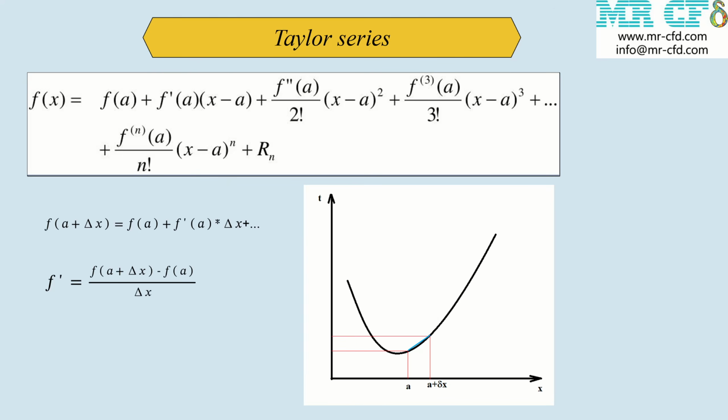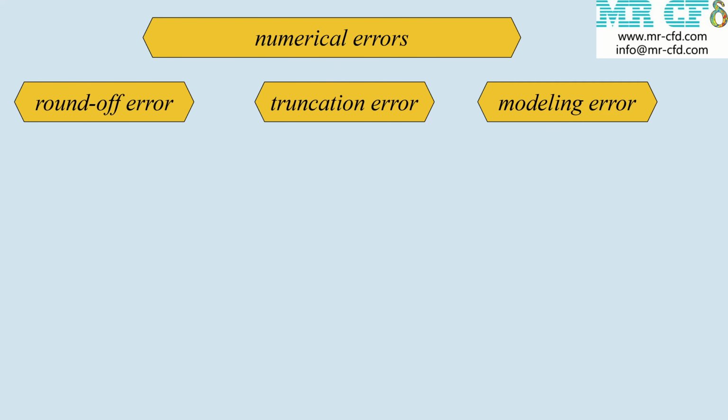Obviously, by truncating higher-order terms of the Taylor series, some error arises. This is not the only source of numerical error in CFD. In Computational Fluid Dynamics, CFD, numerical error refers to the inaccuracies that arise during the numerical solution of the governing equations, such as the Navier-Stokes equations. Understanding and managing these errors is crucial for ensuring the reliability and accuracy of CFD simulations. Numerical errors in CFD can be categorized into several types.